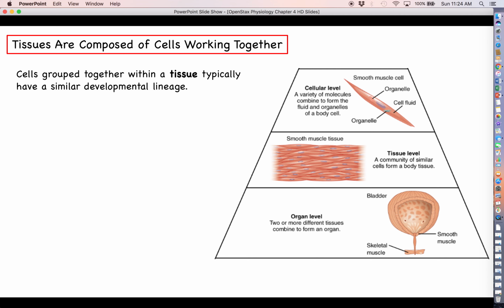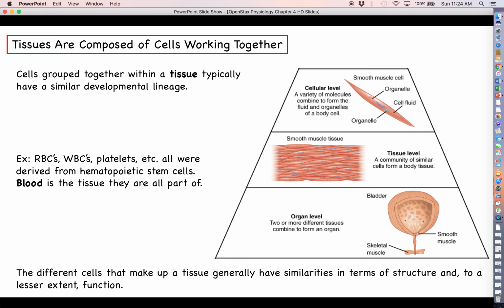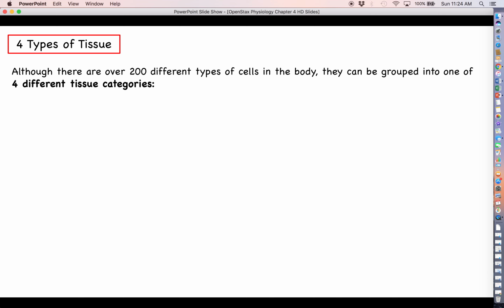A perfect example of this is the blood. Blood is a particular type of connective tissue, and all the cells that are found within blood are going to be red blood cells, white blood cells, and platelets. And as we discussed at the end of chapter 3, when we talked about hematopoiesis, those are all cells that belong to the same multipotent lineage. The different types of cells that make up a tissue are generally speaking, not always, but generally going to be very similar in terms of their structure and to a certain extent function. It's going to take all different types of cells to really make a functional tissue, but generally speaking, all those cells are going to look alike and function alike.